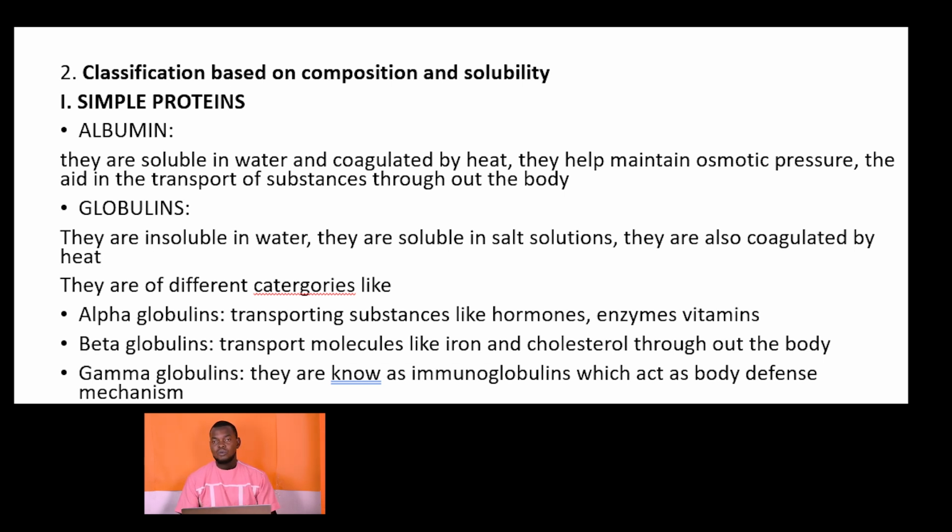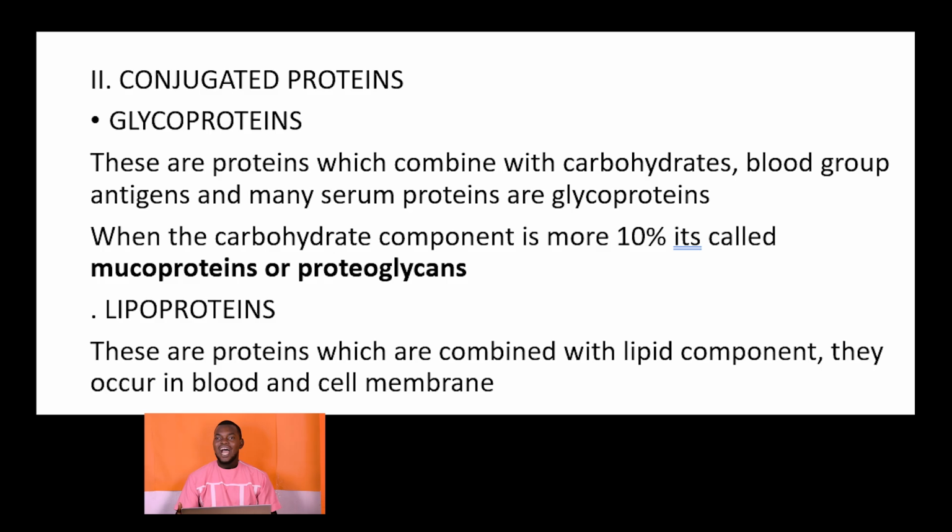And under the globulins, there are three different types. We have the alpha globulin, which aids in the transport of substances like hormones, enzymes, and vitamins. We have the beta globulins, which aid in the transport of iron and cholesterol. And we have the gamma globulin, which forms the immunoglobulins that aid in the build-up and maintenance of the immune system.